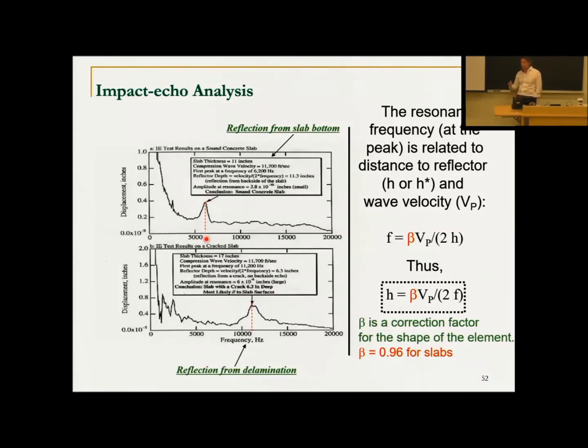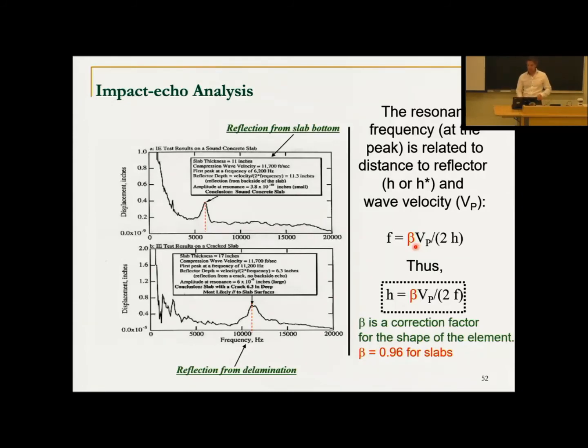Well, it turns out that this frequency at the peak, its principal vibration frequency F, is related indirectly to the depth at which that defect resides from the surface. That's H. And this inverse relation between frequency and depth is tied between a correction factor beta and the p-wave velocity, right? And this beta correction factor depends on lots of things like material properties a little bit, geometry a lot, right? So we have to understand that.